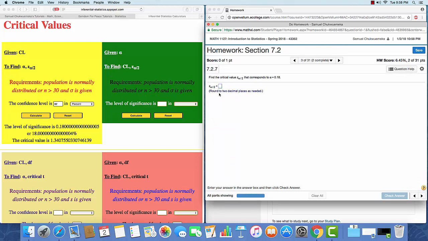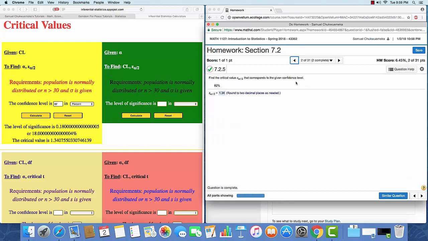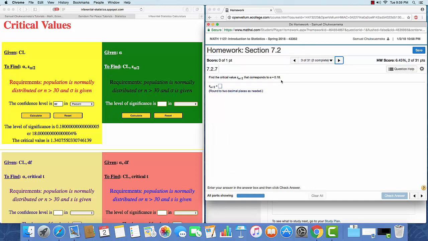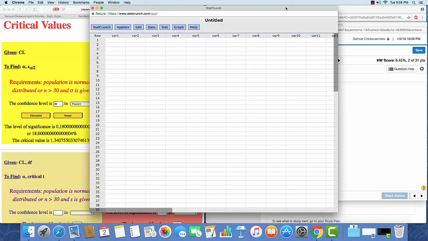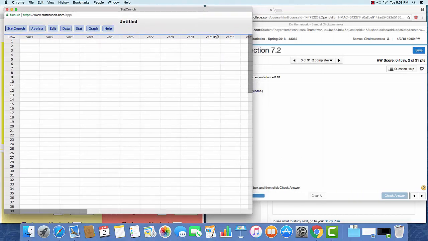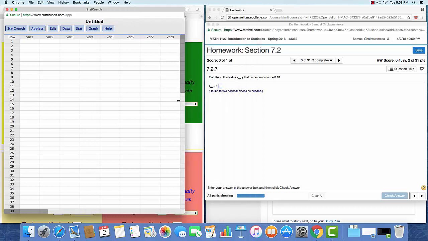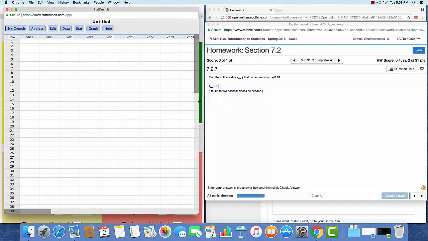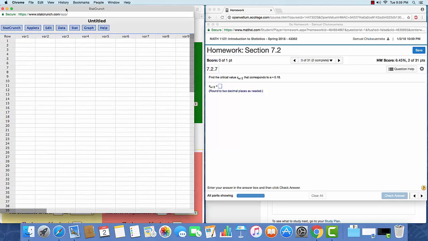Question 3, find a critical value that corresponds to level of significance. In this case, they gave you the level of significance. Question 2, they gave us the level of confidence, or the confidence level. Question 3, they gave us the level of significance, or the significance level. So I'm going to use Statcrunch here. Go to question help, get Statcrunch. I'm going to minimize this. So this is what you're going to do, folks.